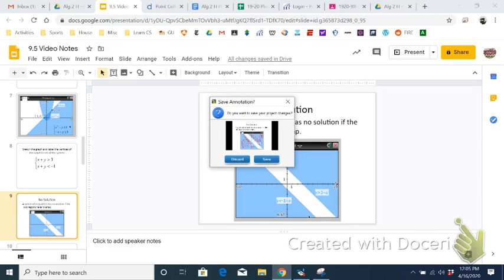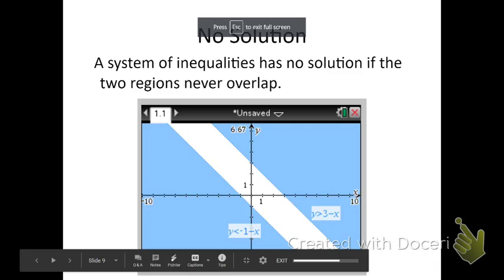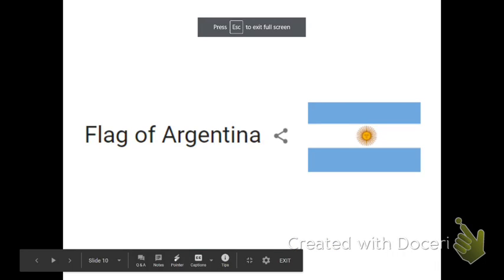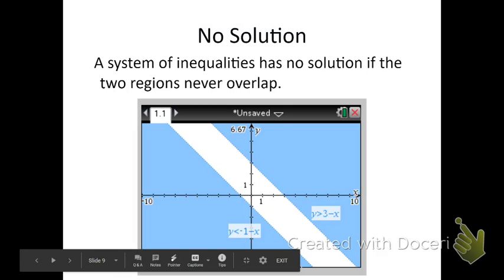Alright, and let's see. Right, and there's a flag of Argentina, just because this kind of looks like that.